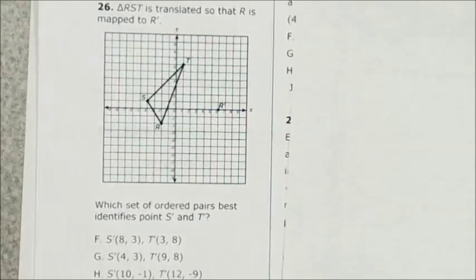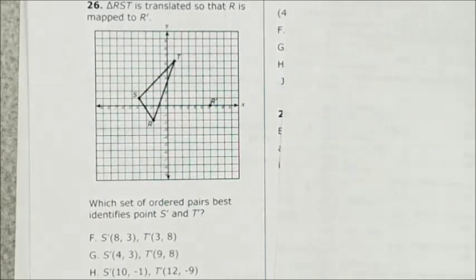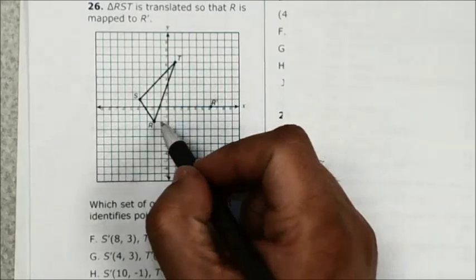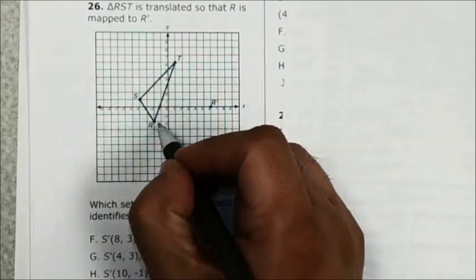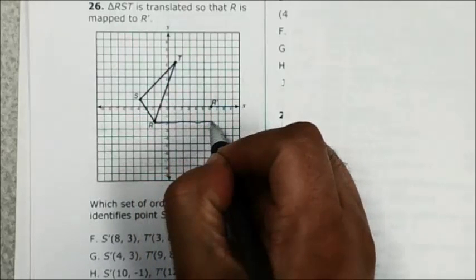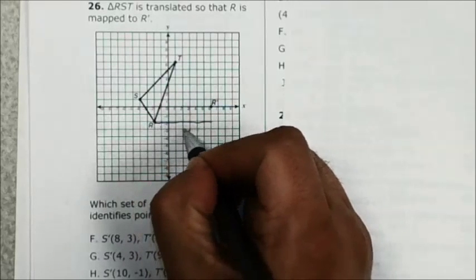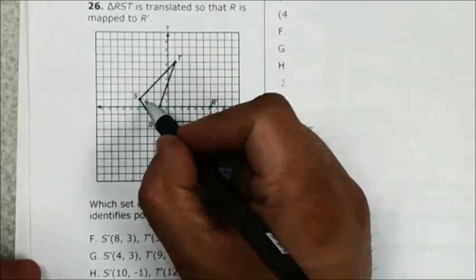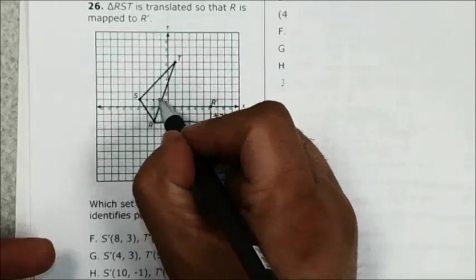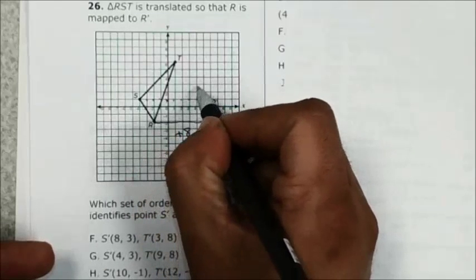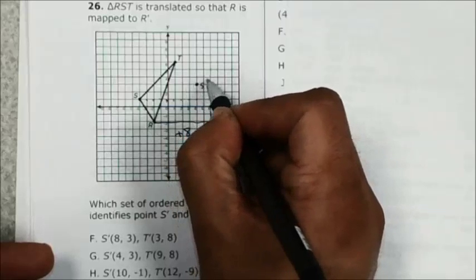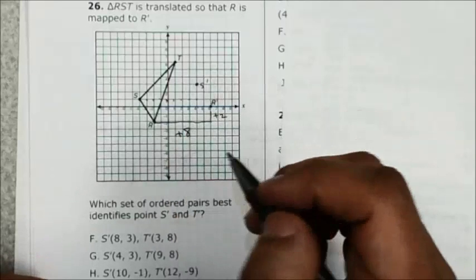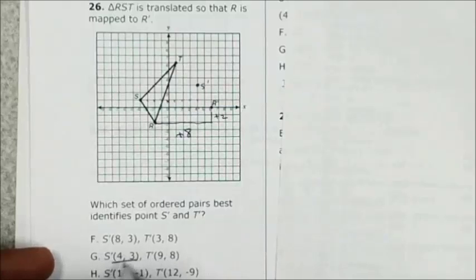It's asking for a translation that maps S and T. So to do that, we're going to look at what happened to R. From R, it looks like we went right 8, and then up 2. So if I do that for S, I'm going to go right 8, and then up 2, which would be here. This would be my S prime. That's going to be 4, 3, which looks like is this one.